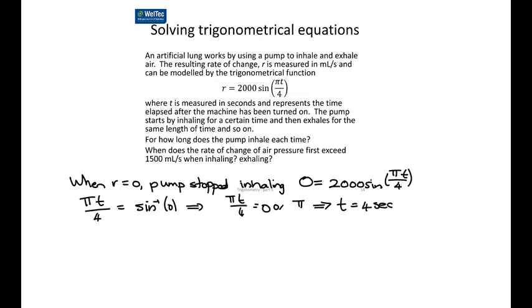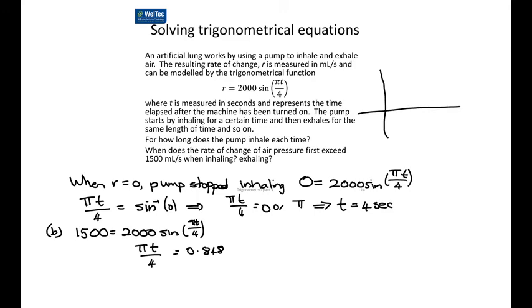The second part of the question says, when does the rate of air pressure with change of air pressure first exceed 1500 milliliters per second? So we need to solve when 1500 equals 2000 sine pi t over 4, rearranging that so that, using inverse sine, pi t over 4 equals 0.848.